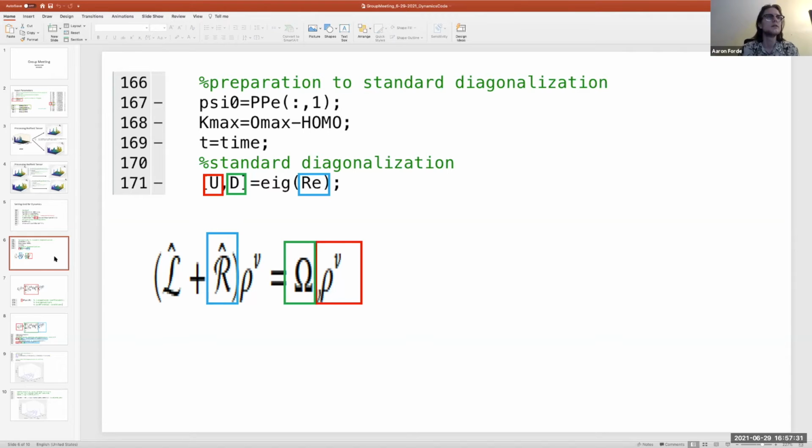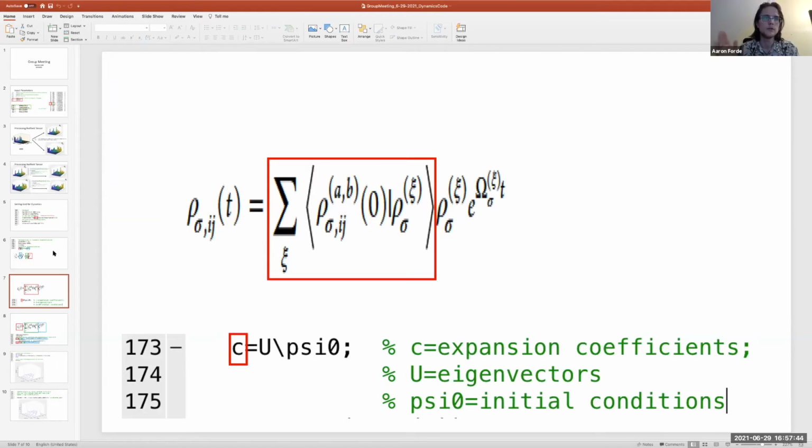Yeah. So then, say now that we have eigenvectors, these rows, we can try to find expansion coefficients for the dynamics. So like how much each HOMO and LUMO is weighted across the trajectory. So those coefficients are this red box, which involves the eigenvector U and then projected onto the initial conditions.